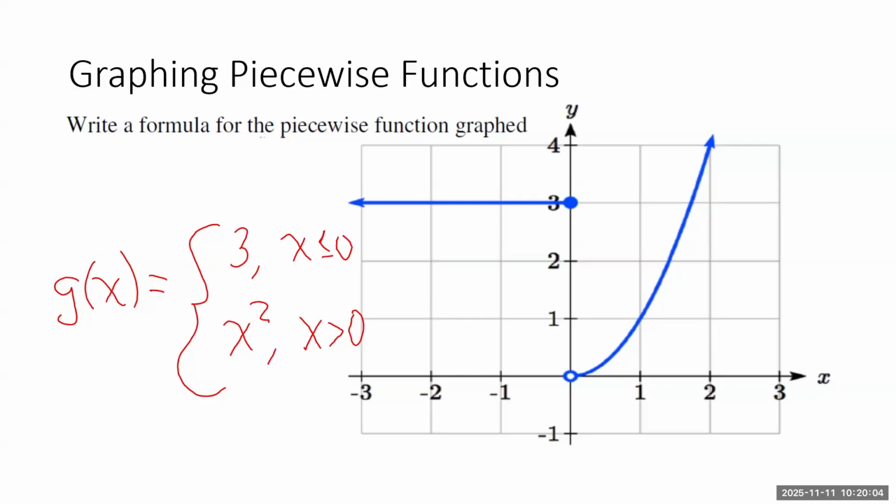So I broke this function up into 2 formulas. Formula 1 would be y equals 3. And I just wrote 3, where x is less than or equal to 0. And then formula 2 would be x squared, where x is greater than 0. These take a little bit of practice, and they require a functional understanding of your toolkit functions. So be kind to yourself as you're learning this.